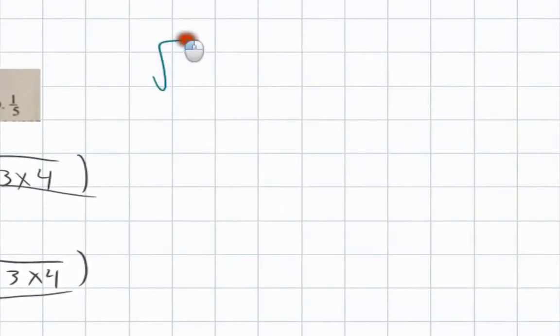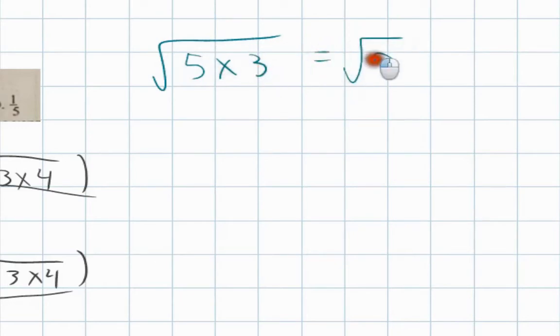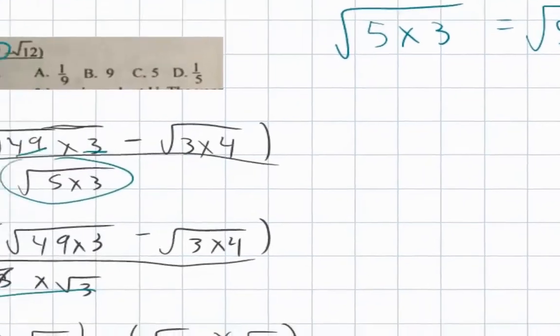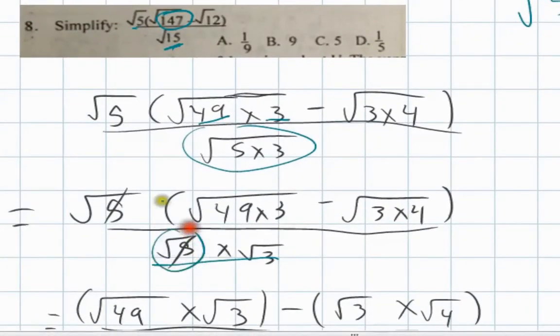Remember that when you're taking the square root of a product, you can split apart that product. You can say that that's equal to the square root of 5 times the square root of 3. That's perfectly okay. Once I did that, I could cancel these two. So now I'm done with the square root of 5, and it's a little bit easier.